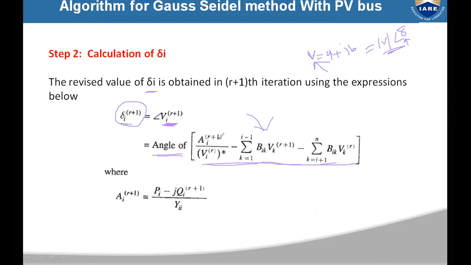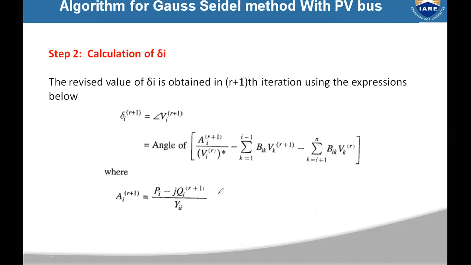Okay. So now here this AI r plus 1 is PI minus JQI in the r plus 1th iteration by YII. So this is the algorithm for the Gauss Seidel method with the consideration of PV buses along with the PQ bus. Okay. So are there any doubts?